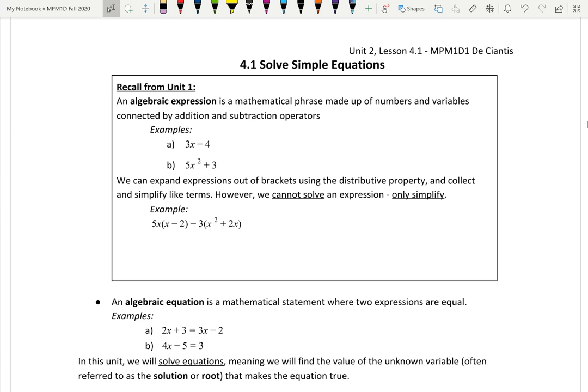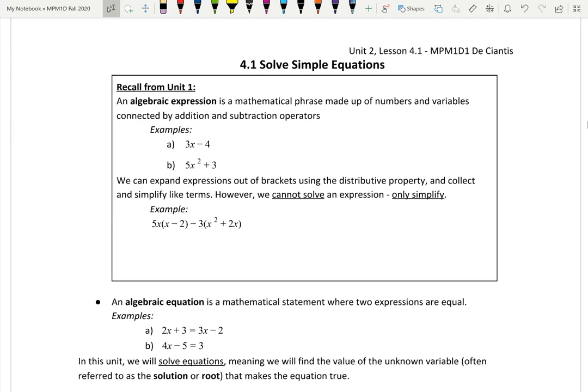We learned all about algebraic expressions. An algebraic expression is a mathematical phrase made up of numbers and variables connected by addition and subtraction operators. So here are some examples. 3x minus 4. 5x squared plus 3. These are examples of algebraic expressions.